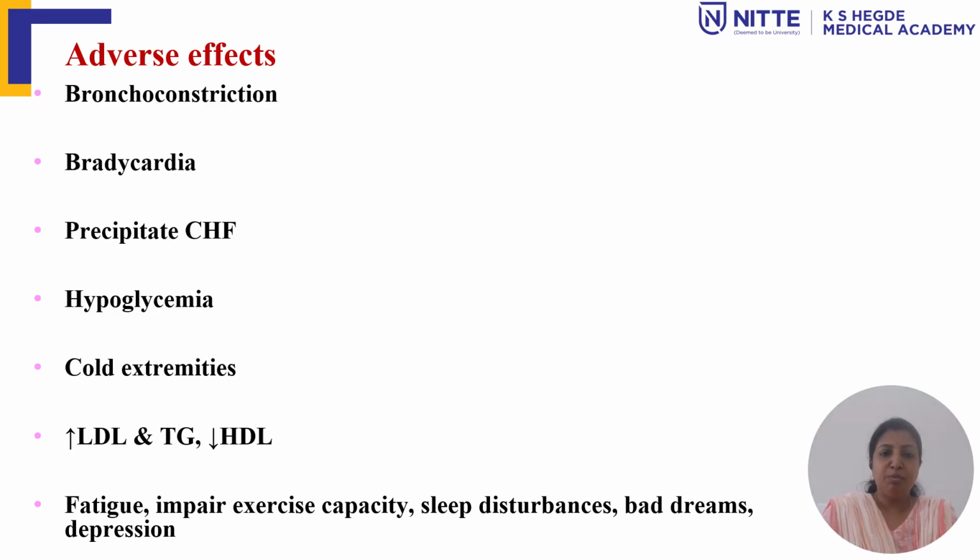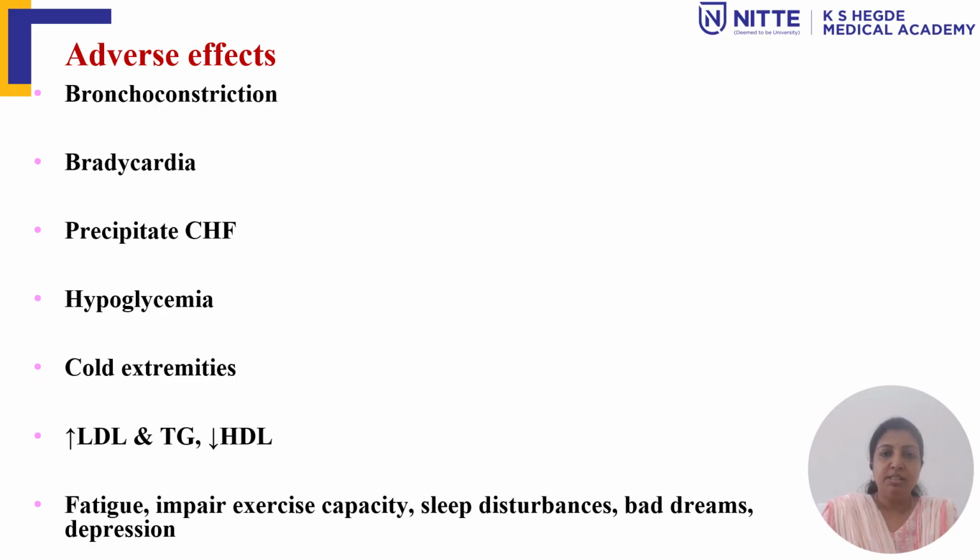Coming to the adverse effects of propranolol and beta blockers, bronchoconstriction by blocking the bronchodilatory beta 2 receptors, very commonly seen. Bradycardia is very commonly seen with propranolol and the beta blockers. They can precipitate congestive heart failure, hypoglycemia. They can lead to cold extremities. LDL cholesterol and triglycerides will increase and HDL cholesterol will reduce by long-term administration of propranolol. So there is higher risk of coronary artery disease.